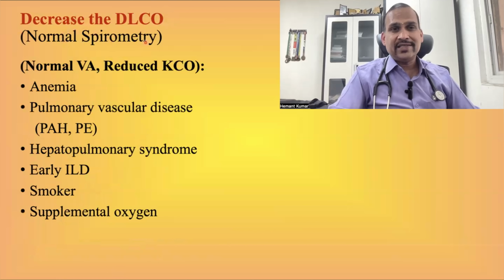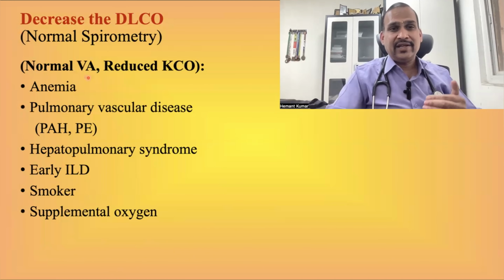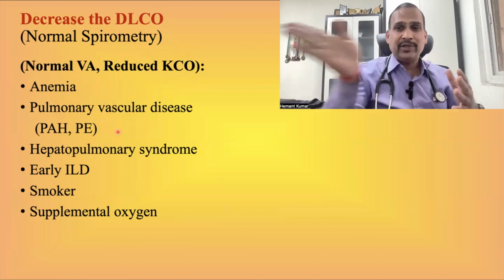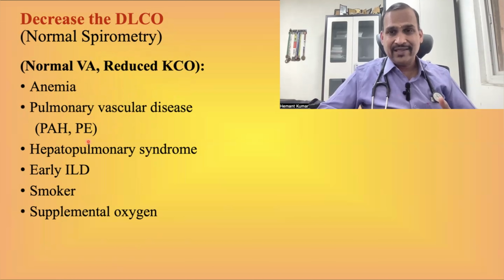Now, conditions with decreased DLCO with normal spirometry. Once spirometry is normal, it means normal VA is there. Normal spirometry means alveolar volume is normal. The problem is reduced KCO. So decreased DLCO because of reduced KCO is seen in anemia, where there's less hemoglobin. Then problems in pulmonary vascular disease, where there's less supply of blood to alveoli, like pulmonary arterial hypertension, pulmonary embolism, vasculitis. In these, there's a reduction in pulmonary circulation.